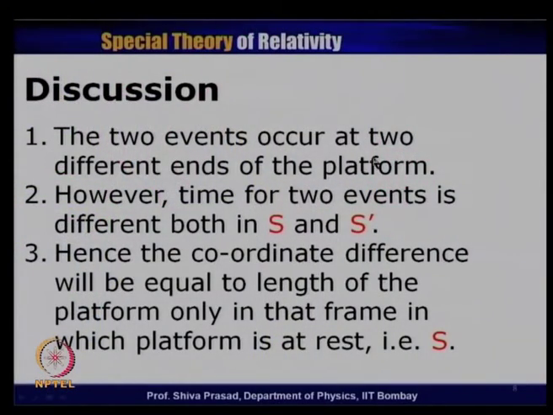Let's just read. The 2 events occur at the 2 different ends of the platform. However, the time for the 2 events is different both in S and S prime, as we just discussed. Hence, the coordinate difference will be equal to the length of the platform only in that frame in which the platform is at rest. That's something I have been probably overemphasizing, but it is to be understood, because this is where people normally tend to make a mistake. They just write x2 minus x1 equal to length. x2 minus x1 is length only if the object is not moving, or the times should be the same. So the coordinate difference equals the length of the platform only in the frame S, where the platform is at rest.